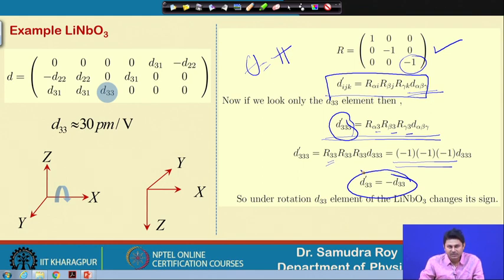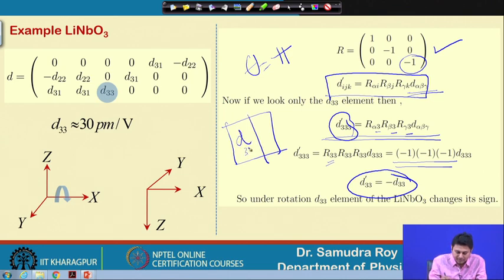That means, before rotation, whatever the D value we have, after the rotation in the rotated coordinate system this value is changed, and it is a negative of the original value. So, if I rotate the crystal and couple it with the previous crystal, we have a structure like that, where in this part we have D 33 which is plus, and in this part we have D 33 minus.